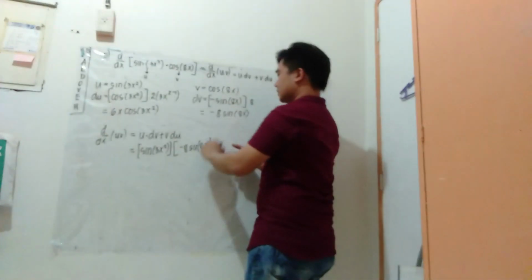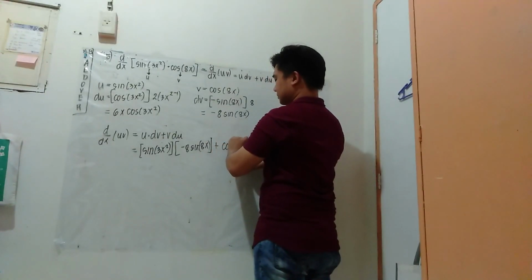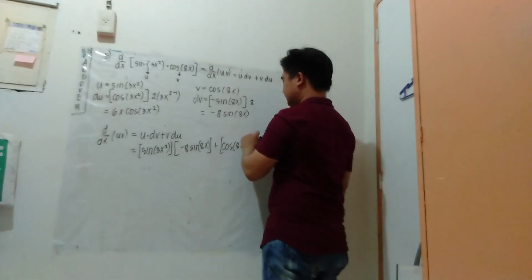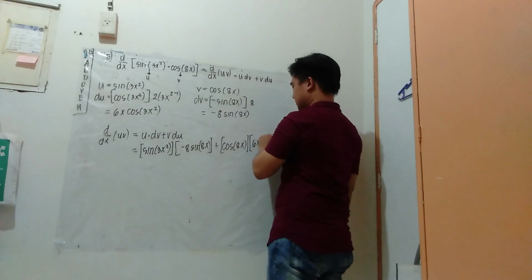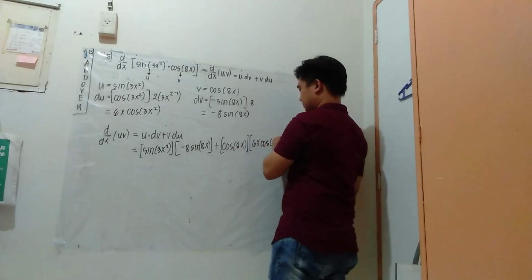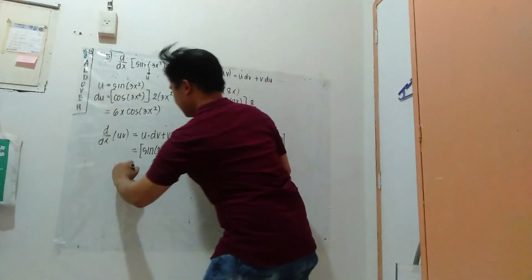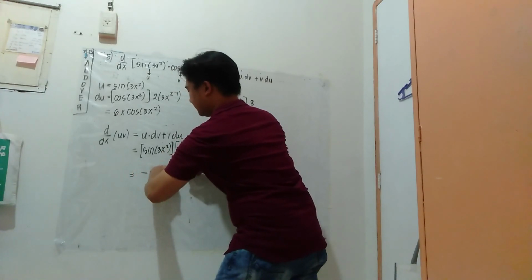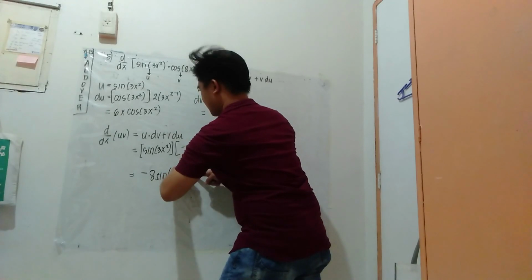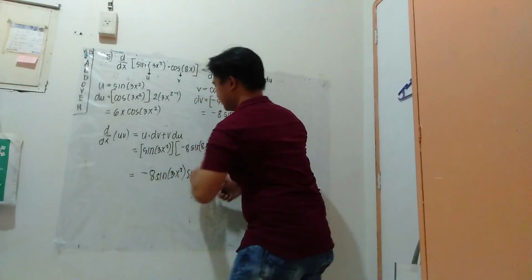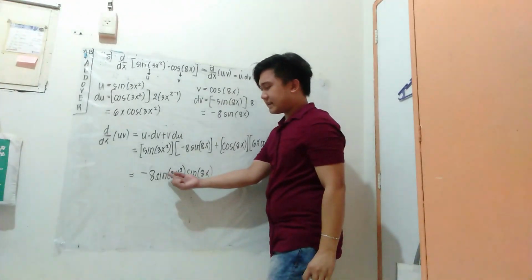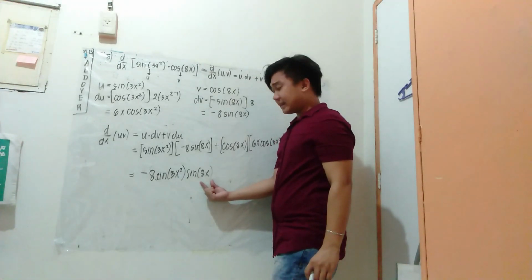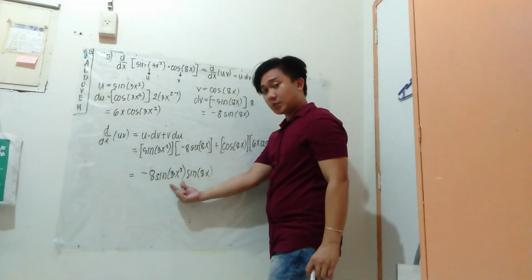Plus v, which is cosine of 8x, times du, which is 6x cosine 3x squared. Simplify lang natin. This is equals to negative 8 sine of 3x squared times sine of 8x. Sir, pwede ba namin pagsamahin? Pwede bang gawin na lang namin sine squared? Hindi po, kasi magkaiba po yung angle natin. Kung nagkataong yan ay parehas 8x, edi magiging sine squared 8x po yan.